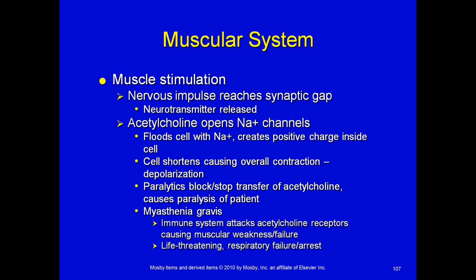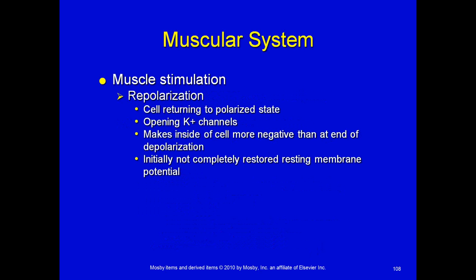Now, certain drugs that we give, as an example, paralytics, fasciculating and non-fasciculating paralytics, will block and stop the transfer of acetylcholine and paralyze the patient. Myasthenia gravis is a nerve-wasting disease where the immune system actually attacks your acetylcholine receptors, causing muscle weakness and failure. And of course, as myasthenia gravis progresses, at the end of the disease process, because muscles are weak and fail, a person is unable to breathe and goes into respiratory failure and respiratory arrest.